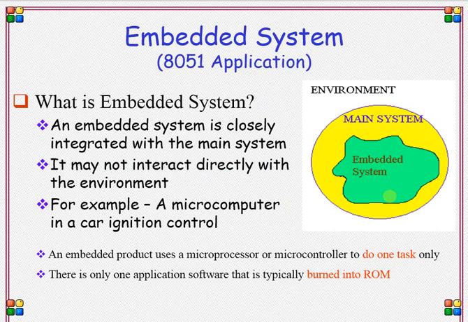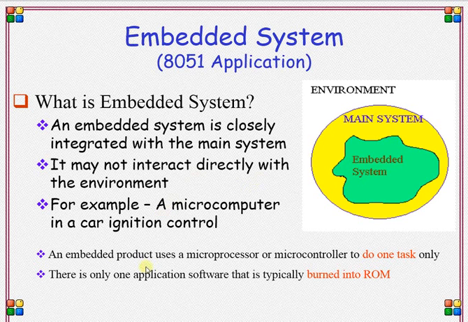Now coming to what is an embedded system, it's a closely integrated system within the main system, as you can see in the figure. It cannot interact directly with the environment generally, and the main aim is that microcontrollers are embedded inside some other devices so that they can control the features or actions of the product. That's why another name of microcontroller is also an embedded controller.